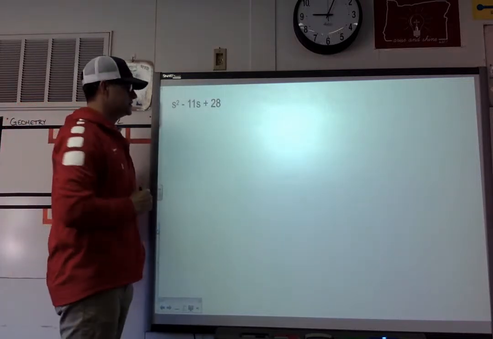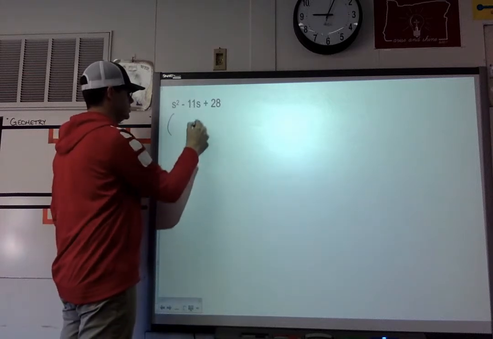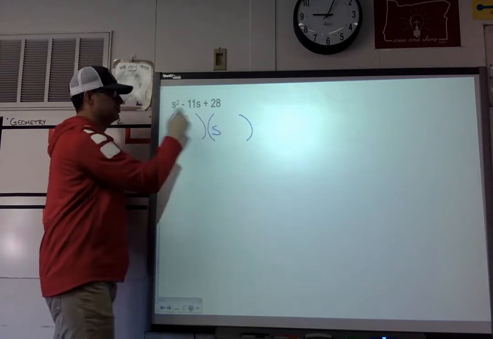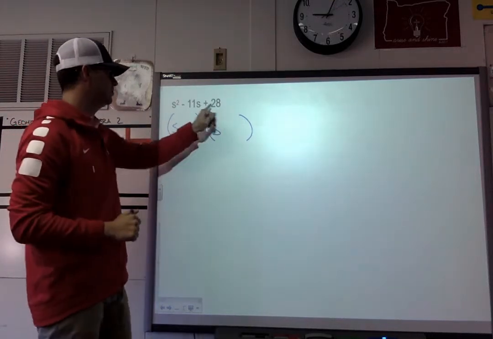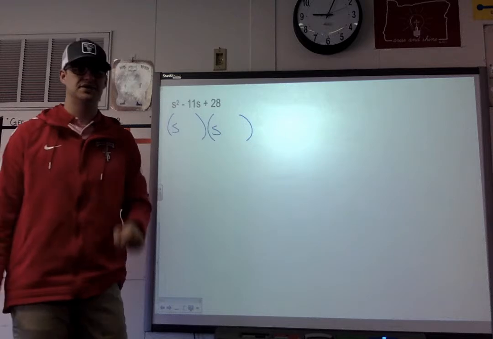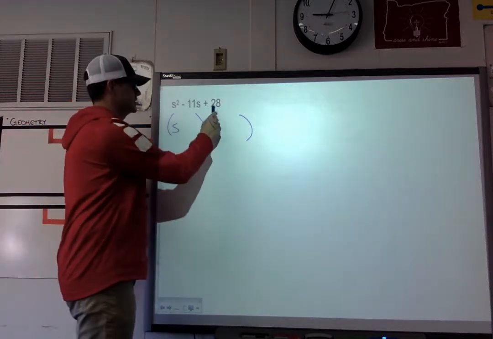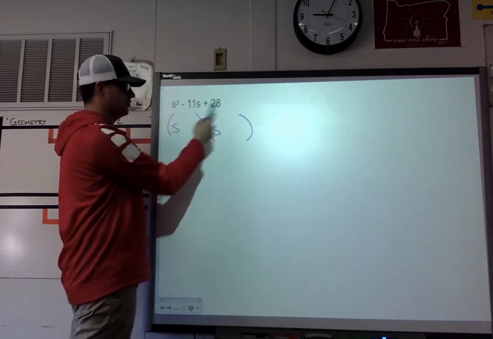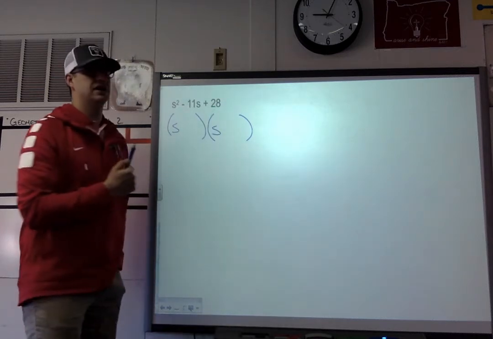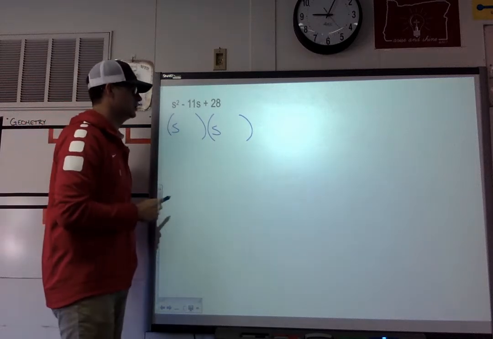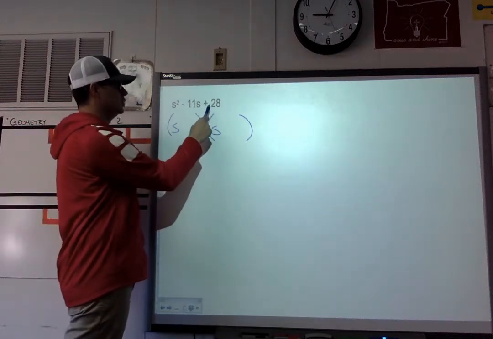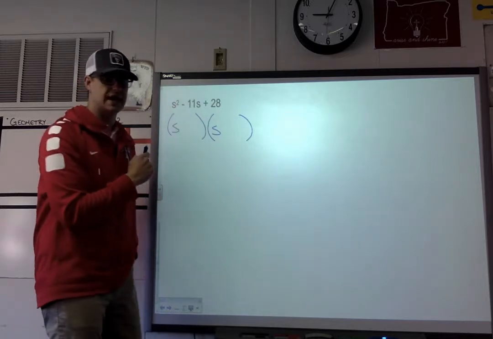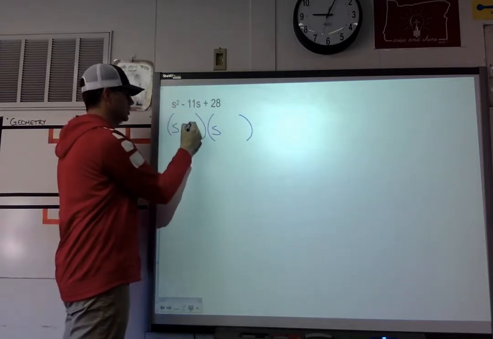S squared minus 11s plus 28. So we need two numbers that multiply to positive 28 and add to -11. In this case, for 28 we could do 14 times 2, or -14 times -2. That would give us -16, so that's not going to work. We could do -7 times -4. If we add those, it gives us -11, so that does work.